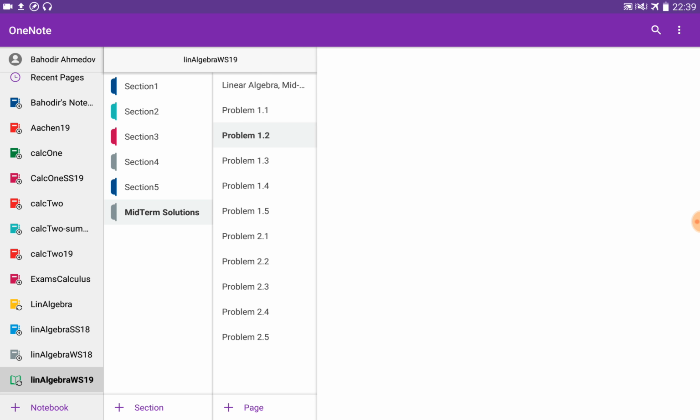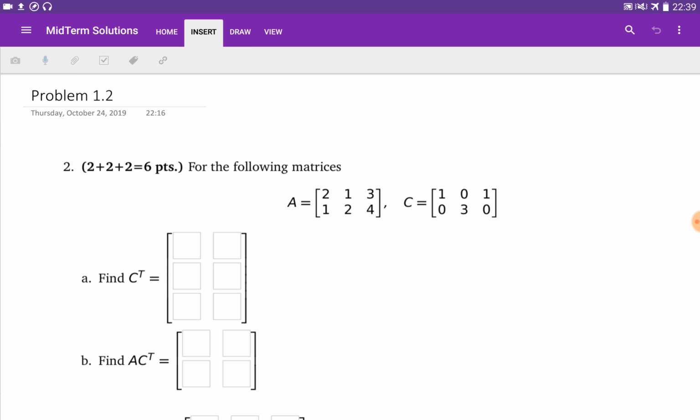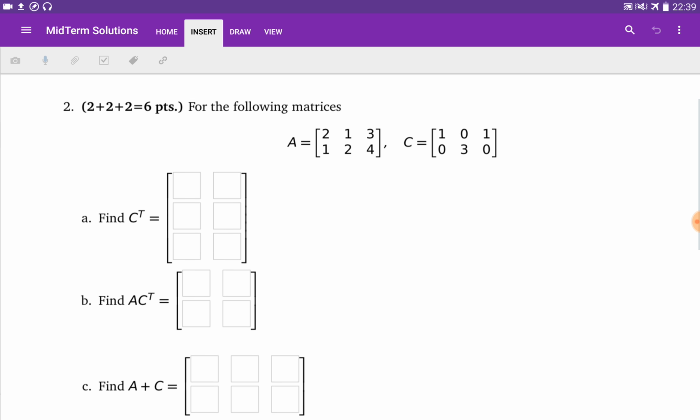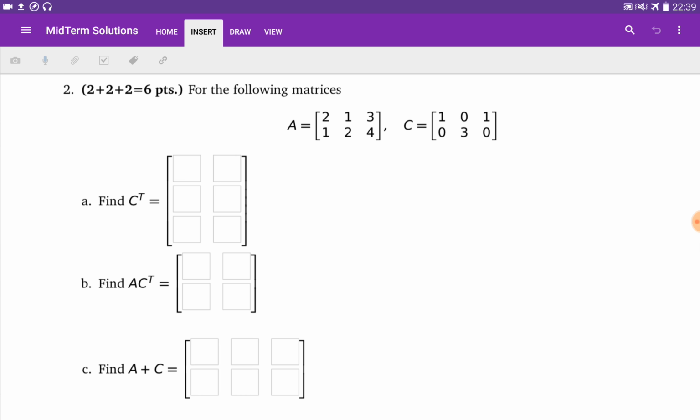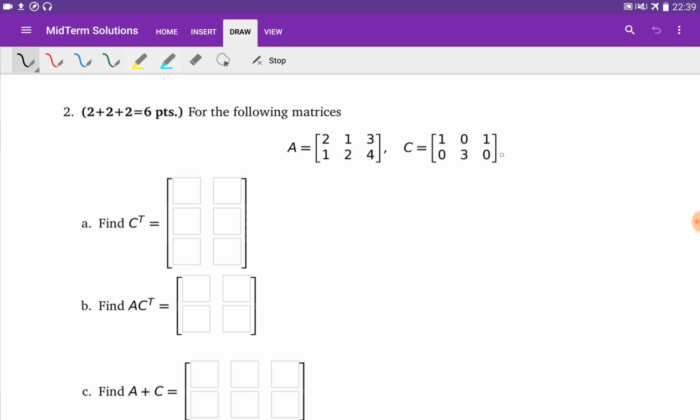So the second question on the first part is about the operations over the matrices. If you're given the matrix C, we have to just transpose this. In this case, we'll just copy the first row as the first column. The second row is going to be copied as the second column. So now we need to multiply A by C transposed.